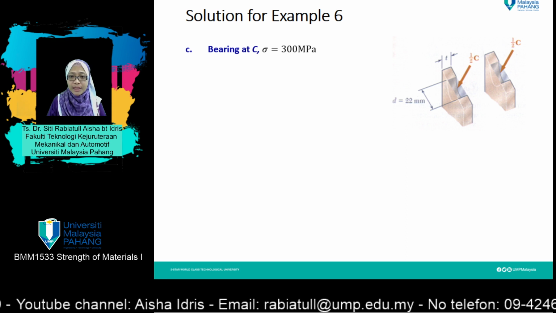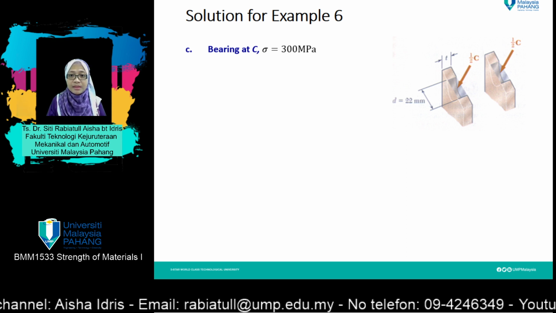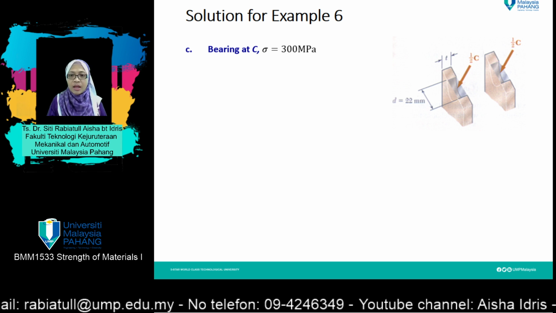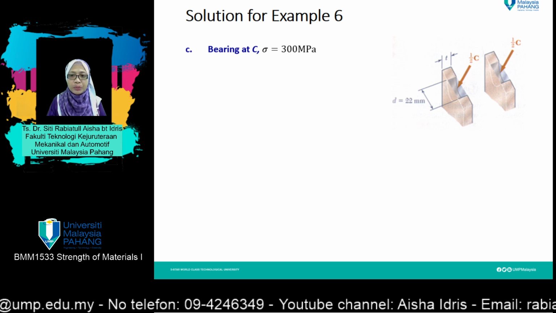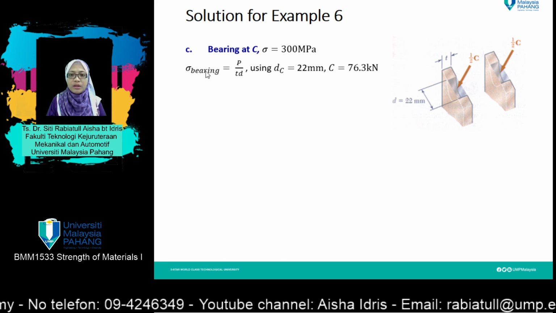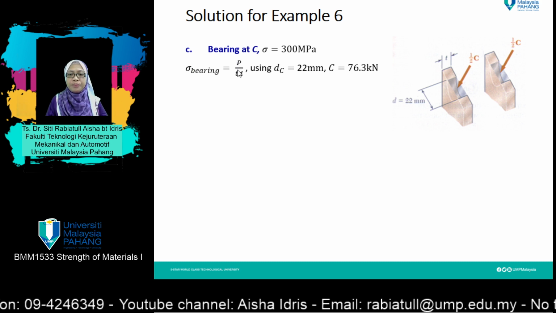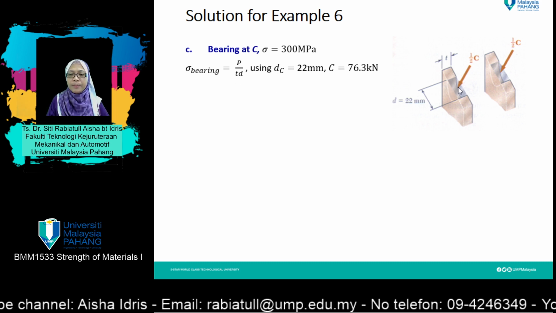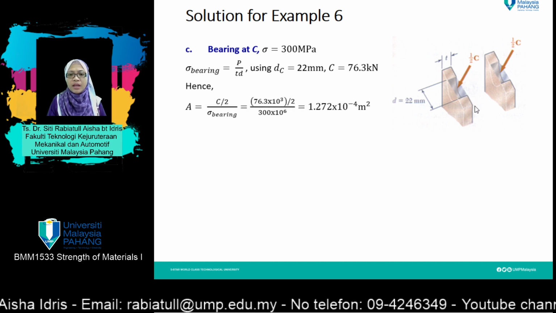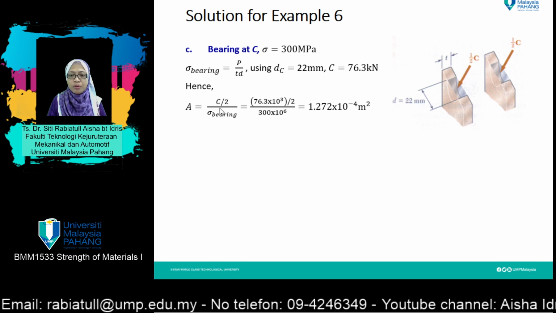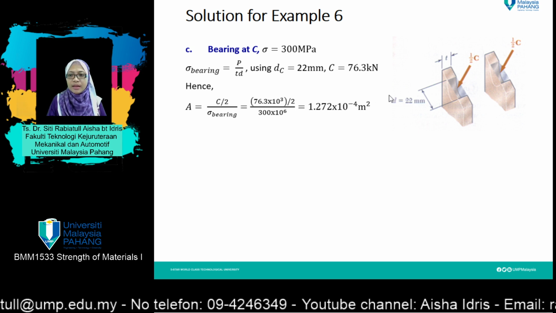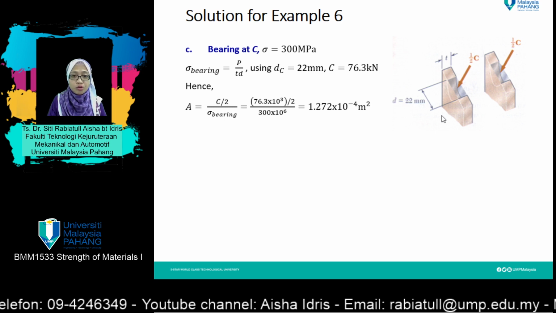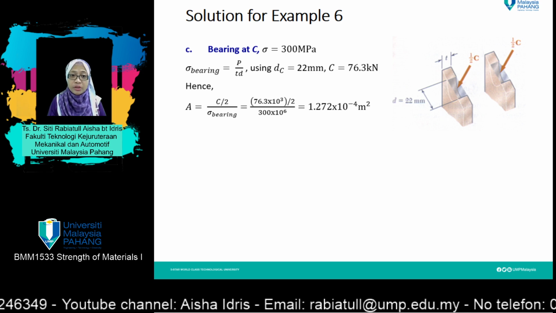Now moving to question C. The question asks you to find the value of the thickness at bearing C, and the normal stress given to you is 300 megapascal. We know the formula for bearing stress is P over TD. TD represents the area for that bracket. After that, just substitute the value into the formula, and please notice that this bracket has 2 brackets, and therefore the value of forces there you need to divide by 2.